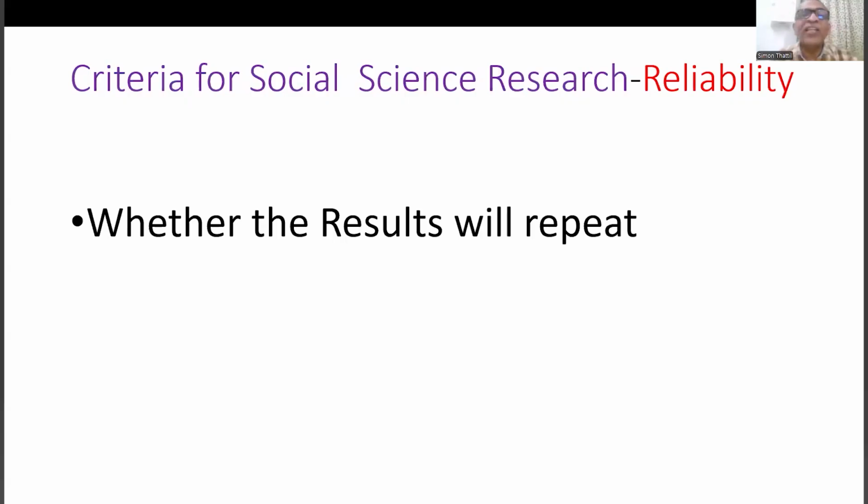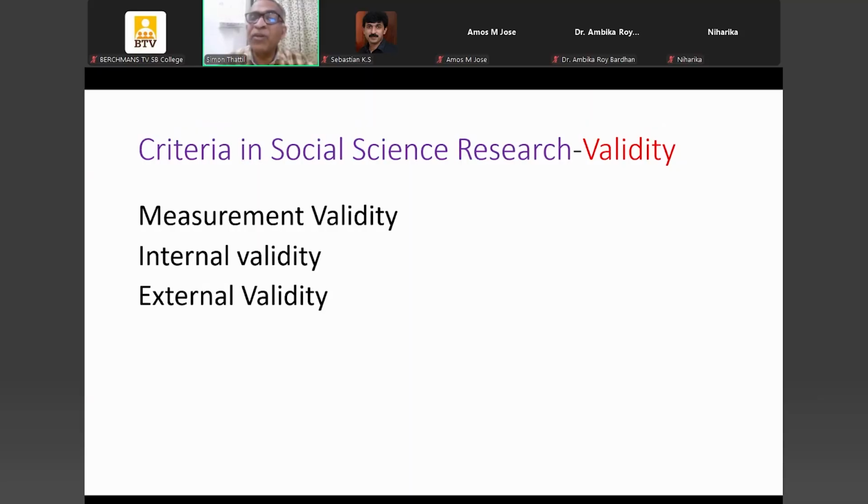Now we come to validity. How are you going to establish the validity of your research? Validity of research comes in three forms. Now let us understand this very carefully, because this is the crux of your research. This is how we are going to prove that your research is significant. This is how you're going to prove or give evidence to the fact that your entire process is justifiable. What are these three forms of validity?